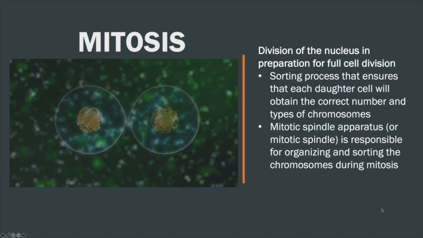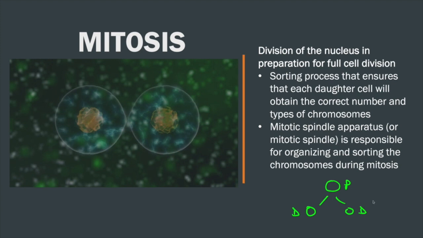During mitosis, we need to ensure that the sorting process of our chromosomes gives the correct number and combination of chromosomes in each of what are known as daughter cells. So during cell division, we start out with a single parent cell, and then that parent cell will divide and become two daughter cells. So these are the daughter cells, and this is our parent cell.